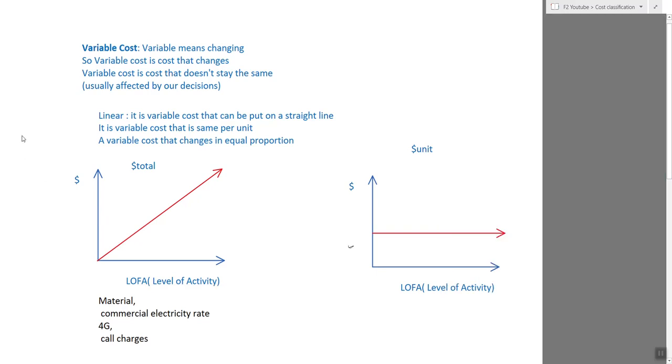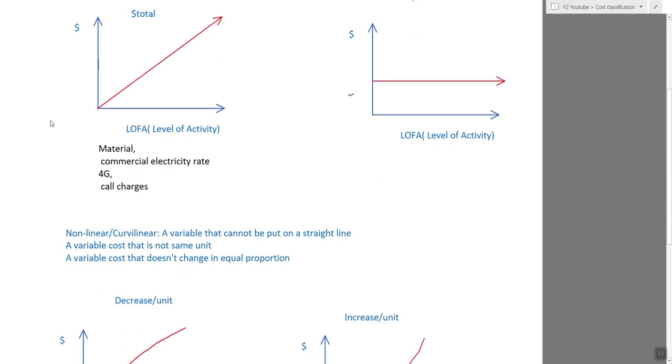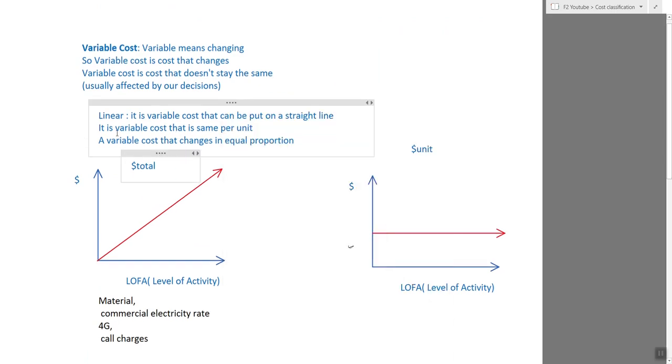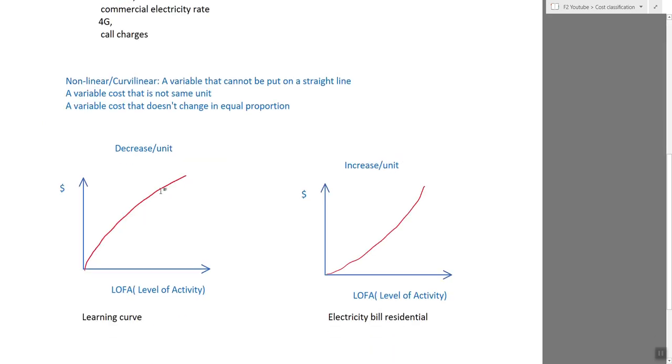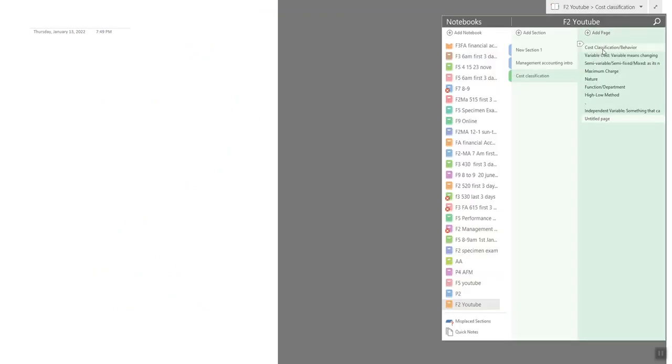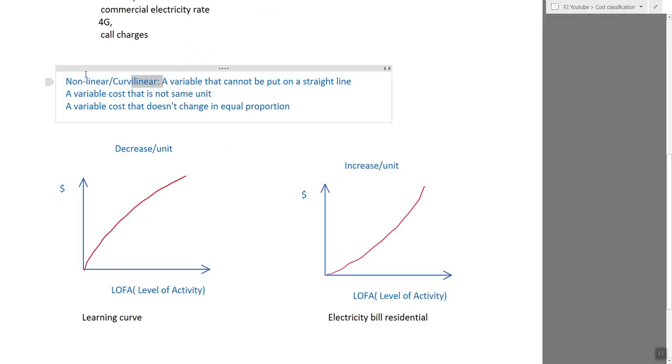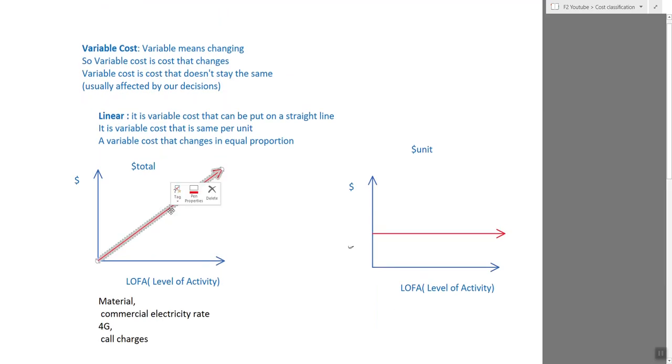But variable costs are two types, two main types. We have the linear variable cost and the nonlinear variable cost, or curvilinear. Linear is something that can be put on a straight line. Something that can be put on a straight line is called linear variable cost. Linear variable cost is variable cost that changes in the same proportion, or per unit is always the same.